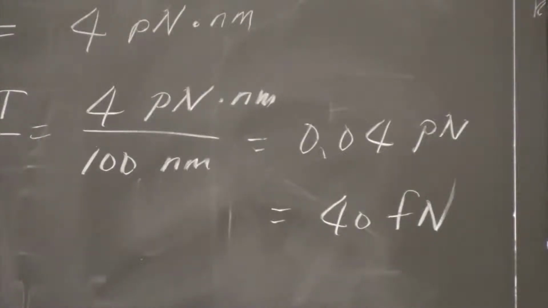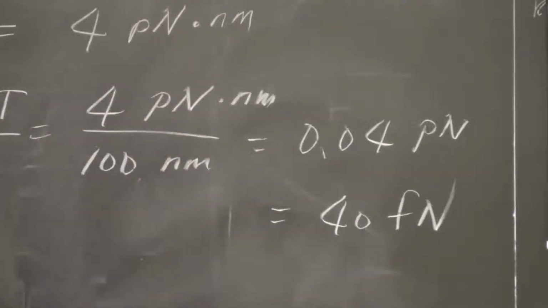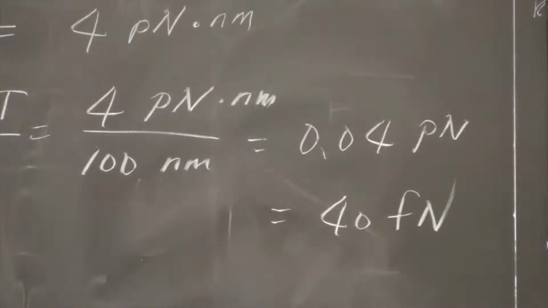I've been saying that the relevant force scale at the molecular scale is about a piconewton, but in this case it's actually more like a femtonewton. The reason is that the relevant length scale here for double-strand DNA is about 100 nanometers, not a single nanometer. So this says that applying 40 femtonewtons is enough to stretch the DNA substantially. Questions?